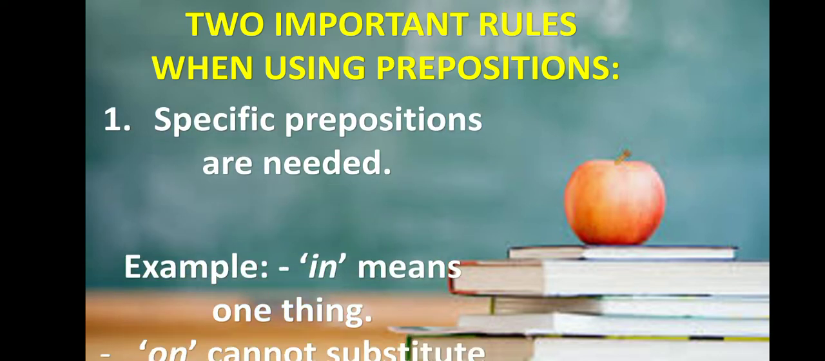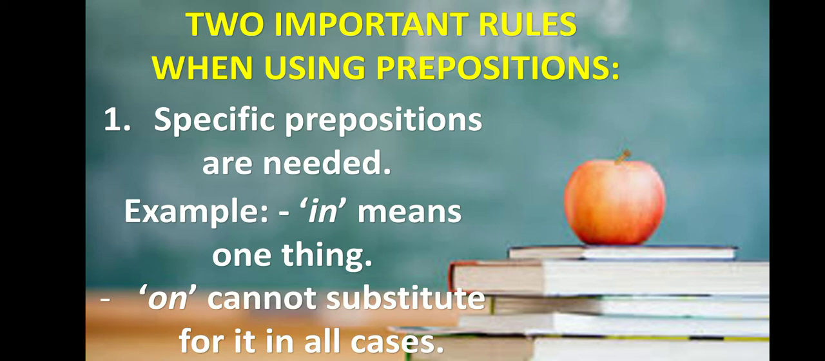For example, the preposition in means one thing, and the preposition on cannot substitute for it in all cases. Some prepositions are interchangeable, but not always. The correct preposition means one particular thing, and using a different preposition will give the sentence a very different meaning.